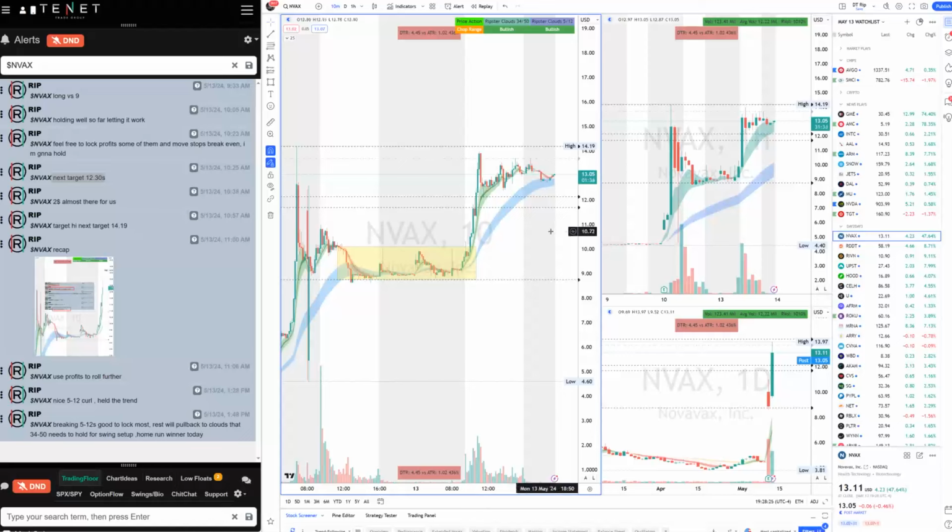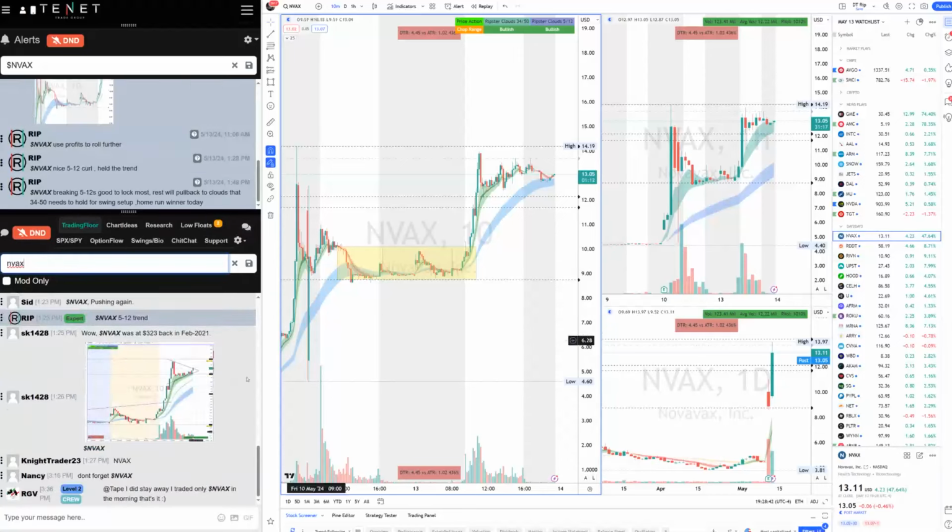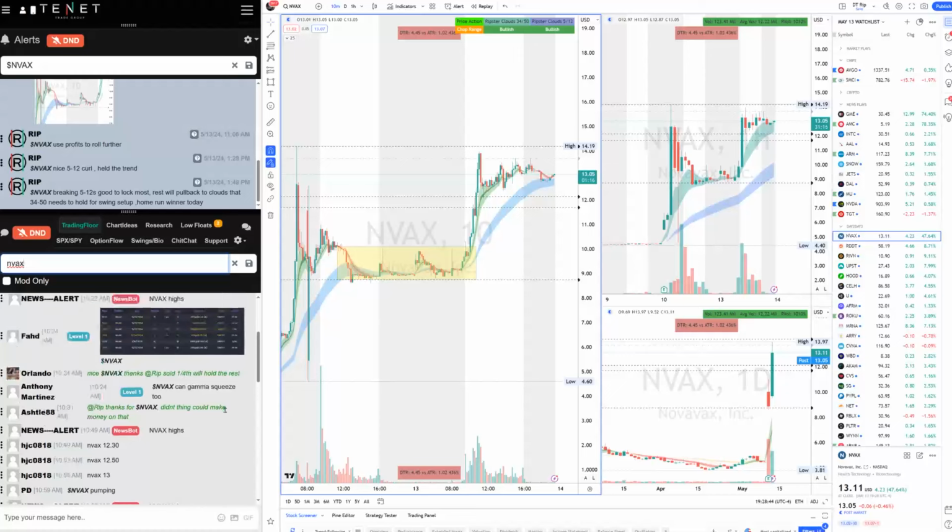Now we're swinging some of this Novavax, right? I'm expecting if it breaks 14, we push higher. And a lot of traders, I was trading the shares, but a lot of the traders in the community were actually trading options as well. And those options went 200% and 100% for a lot of people.